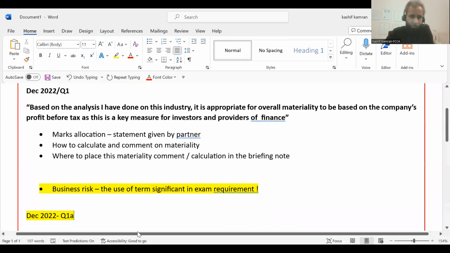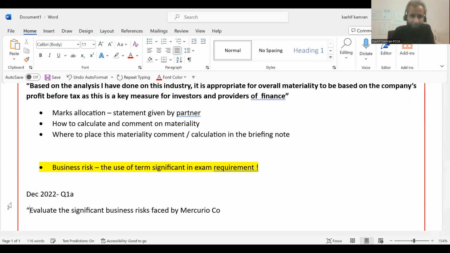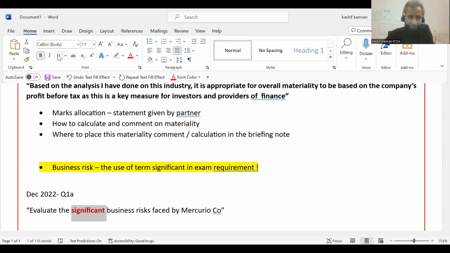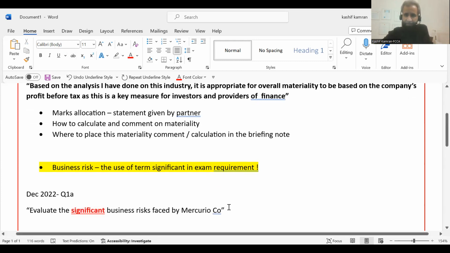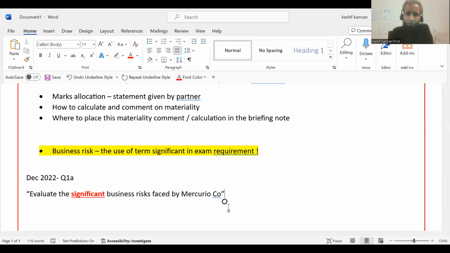And just give me 1 second. If I can just remove this yellow highlighting option from here, and we can then just paste the question right over here. This is the question which was being asked for evaluate. But the important part of this evaluate is significant, in red and underline. That is what we need to get the answer from the examiner report. What is your examiner expecting the student should do when they get to this word significant for business risk?